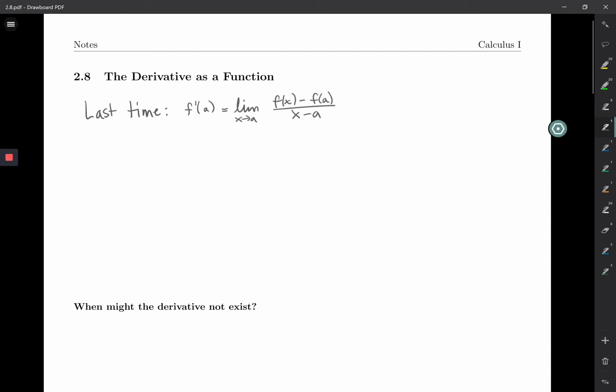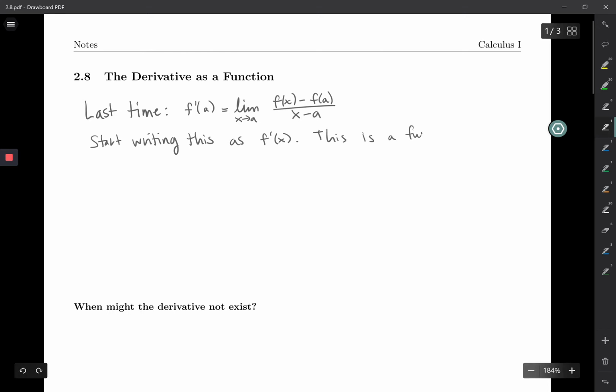So usually we use a for a constant and we use x for a variable. So I'm going to start writing this as f prime of x. And so this is a function, and the variable is x.